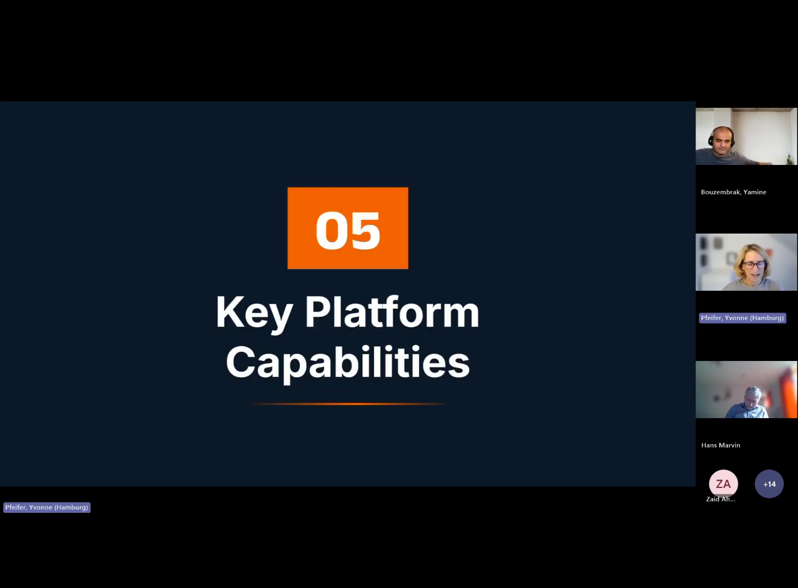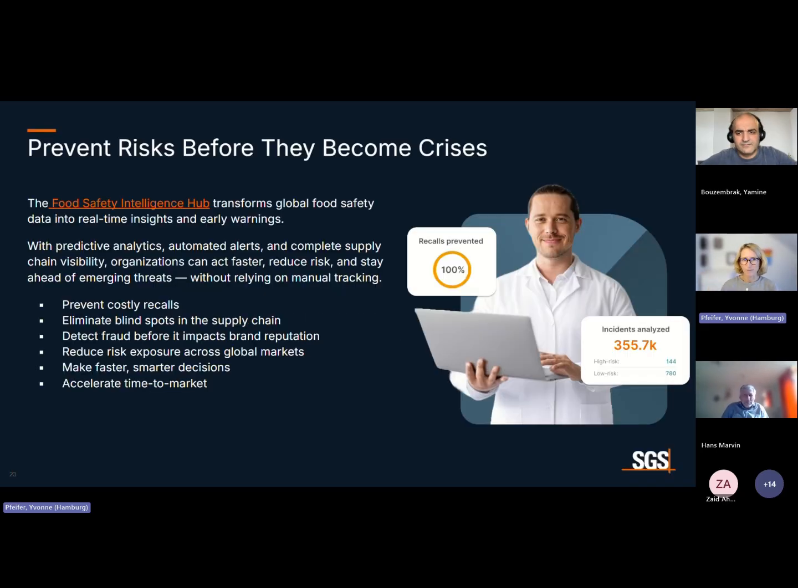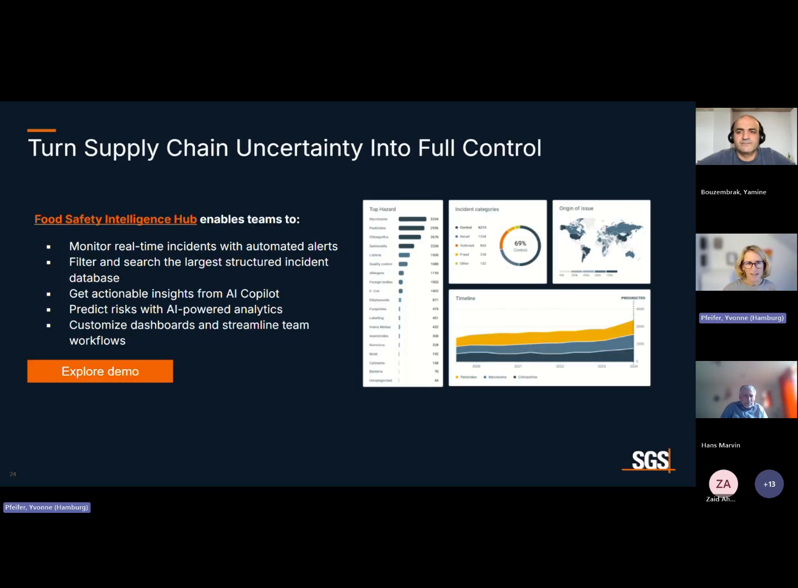The last thing that I would like to show you today are two key platform capabilities from our side. I would like to start with the Food Safety Intelligence Hub. As I mentioned before, we have to handle lots of alerts and reports globally. What the Food Safety Intelligence Hub does is transform global food safety data into real-time insight and early warnings, so that you can again prevent costly recalls, eliminate blind spots in the supply chain, detect fraud before it impacts brand reputation, reduce risk exposure, and make faster and smarter decisions.